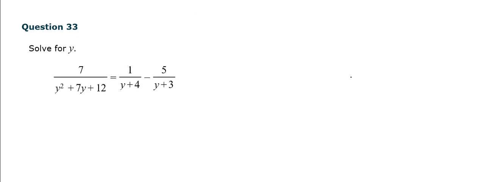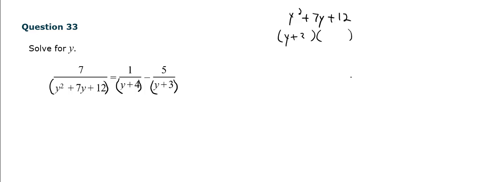Our next problem, we have 7 over y squared plus 7y plus 12 equaling 1 over y plus 4, so notice I'm putting them all in parentheses, minus 5 over y plus 3. So the first thing we want to do is factor if possible. And y squared plus 7y plus 12, we can use our shortcut in factoring, factors to y plus 3 times y plus 4.